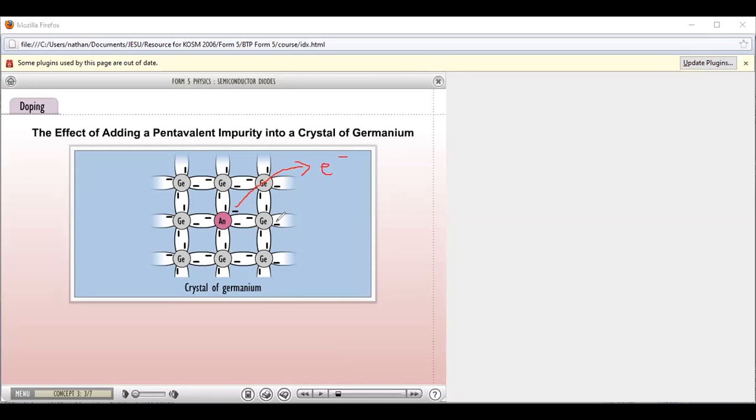At the same time, the electron of the semiconductor can also come out from the bonding. So let's say this electron comes out, and then it creates a hole here.